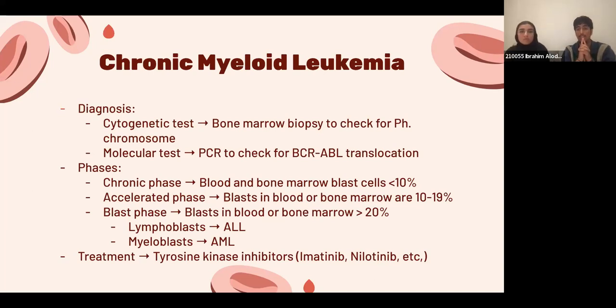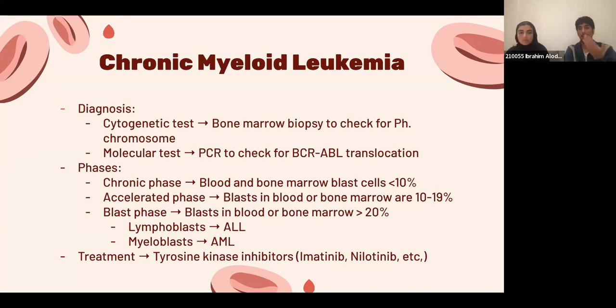So the chronic phase is when the blood and bone marrow blast cells are less than 10%. The accelerated phase is between 10 and 19%, and then the blast phase is when it's greater than 20%. Now, if the blast cells are lymphoblasts, you can call it acute lymphocytic leukemia. If the blast cells are myeloblasts, you can call it acute myelocytic leukemia.